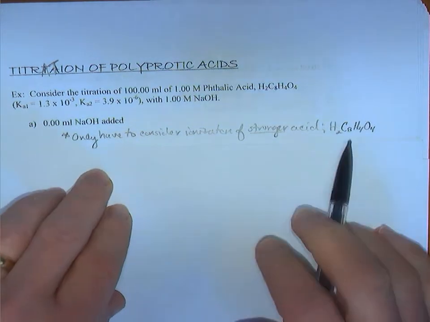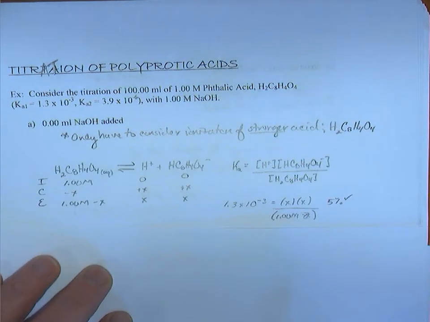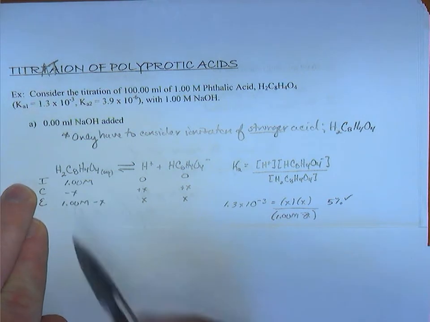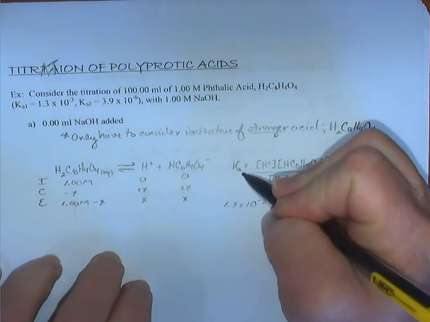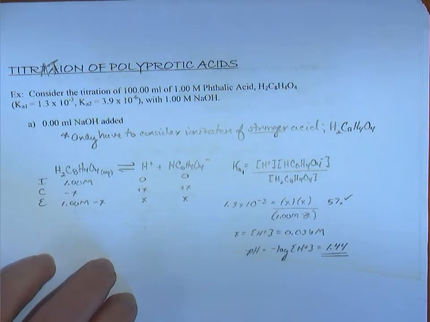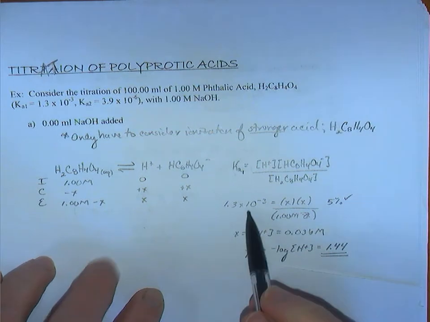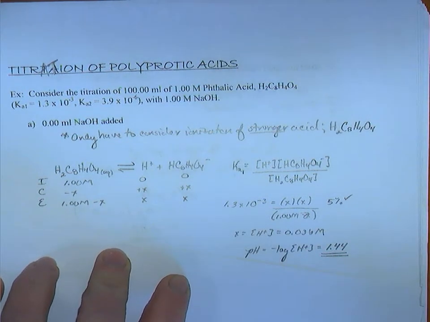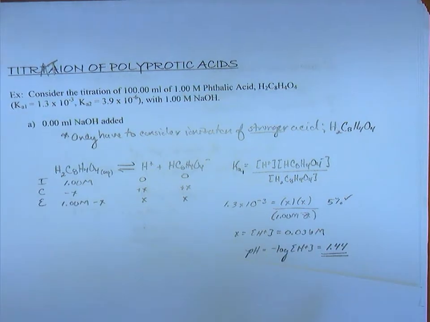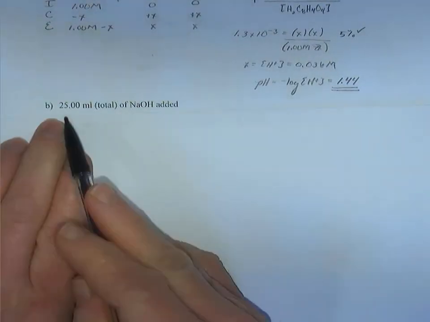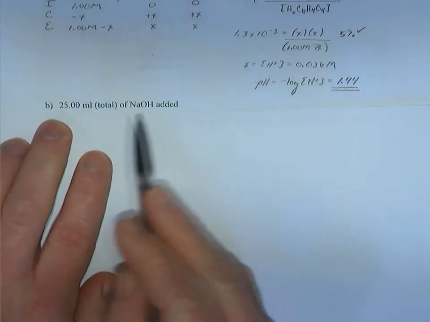If this is our major species, then we just have to consider an ICE table. So we'll be starting with just 1 molar of this. We're applying Ka1, 5% rule checks, and our pH to start. This is a fairly strong weak acid, 1.44. Okay, the next portion of the problem says after we've added 25 mLs of hydroxide.